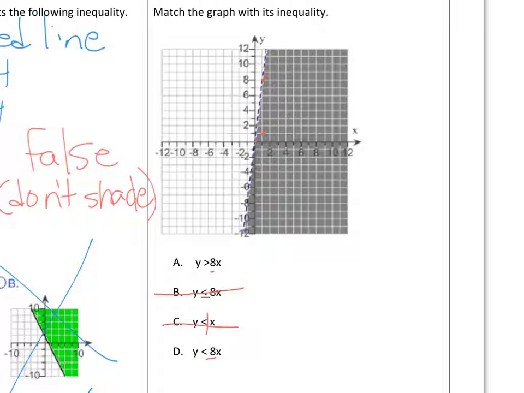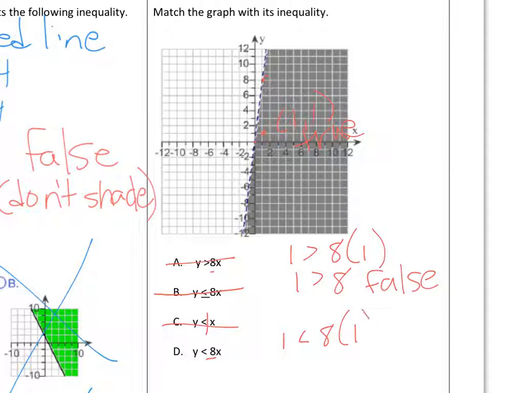So 1, 1 should be true. Since it's shaded, it's colored in. So if I test 1, 1 in the first one, this one would say 1 is greater than 8, and that's false. So A is not the correct answer. If I test 1, 1 in D, this one says 1 is less than 8, which is true, so D is the correct answer.